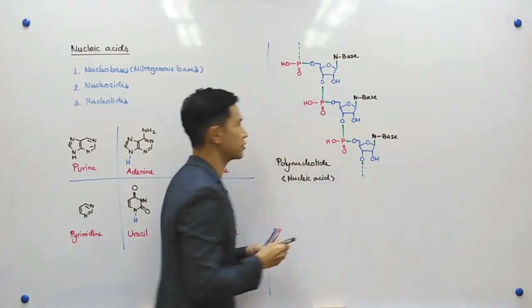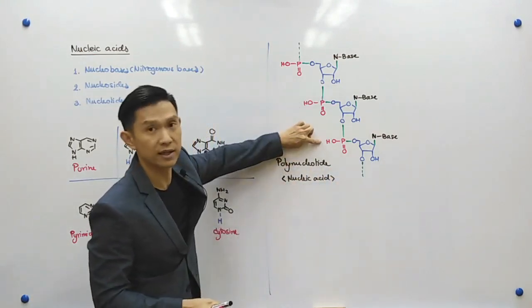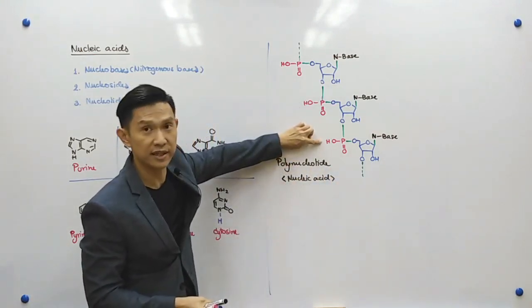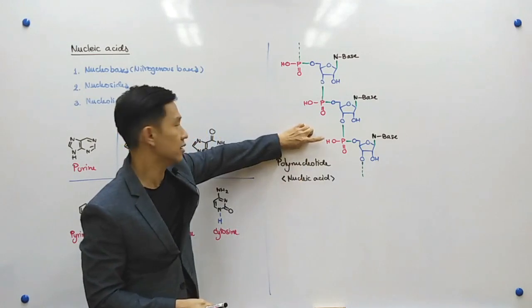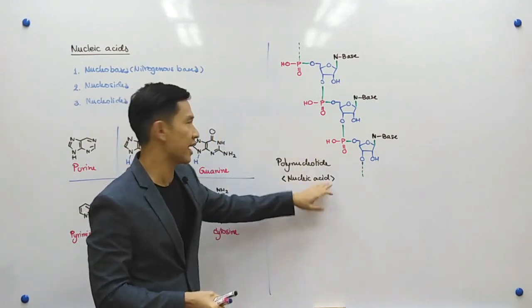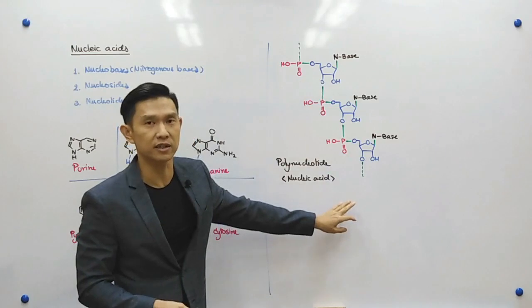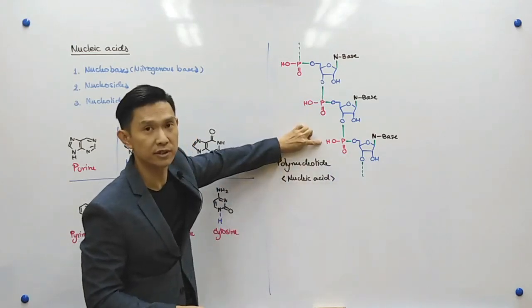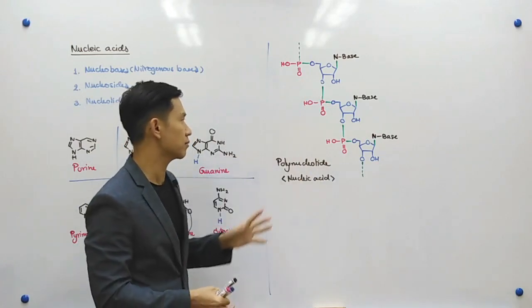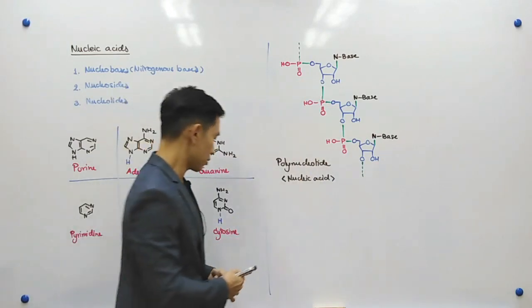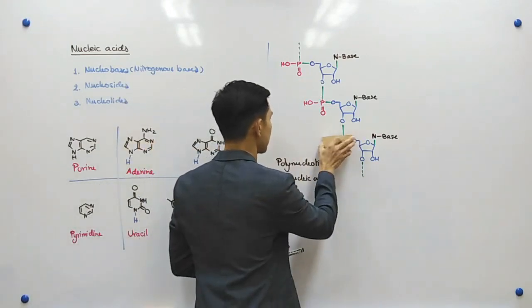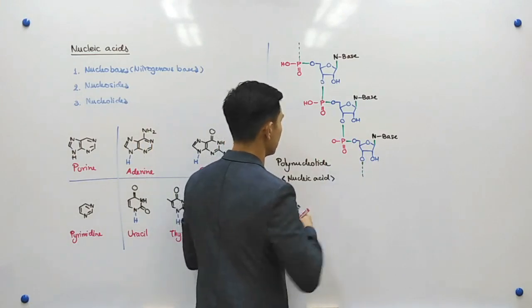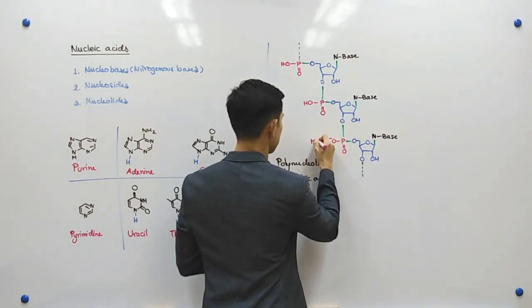Because if you look at the structure, you still have the phosphoric acid OH, which can be dissociated, right? So we call this a nucleic acid because it behaves as a simple acid, because the OH over here can be dissociated, right, by hydrogen bonding and everything. So after dissociation, you may draw it like O minus and H plus.